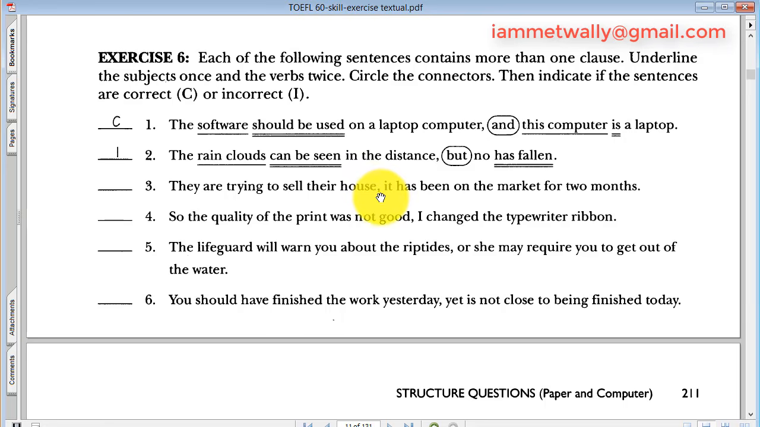Okay, maybe someone will say, but it has meaning. You should remove this comma and replace it with a full stop to give a complete meaning and make these two clauses two separate sentences. Otherwise, you need a connector. 4.